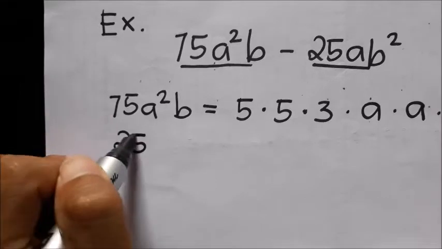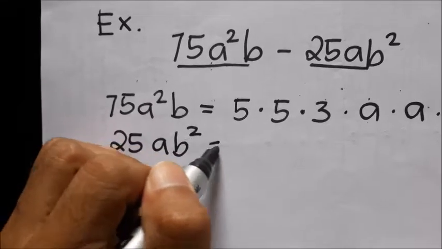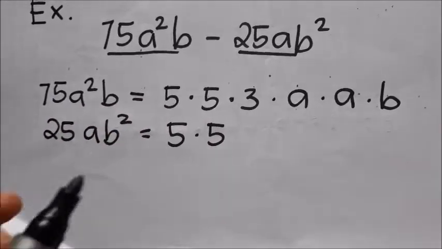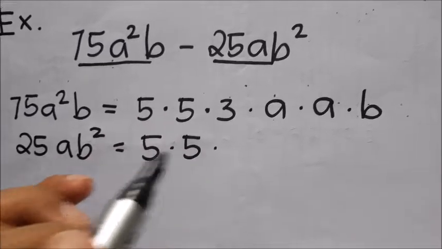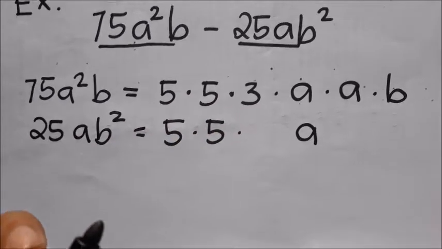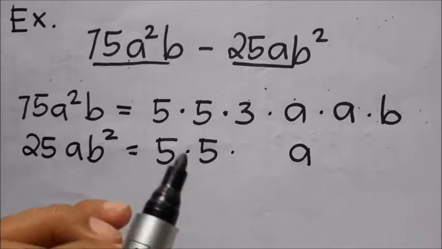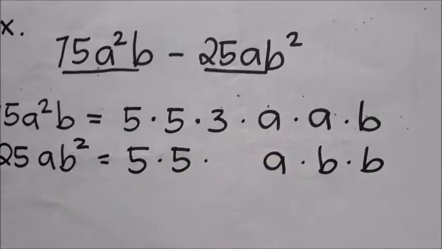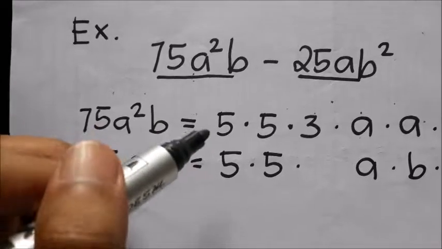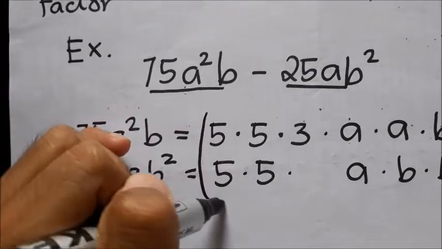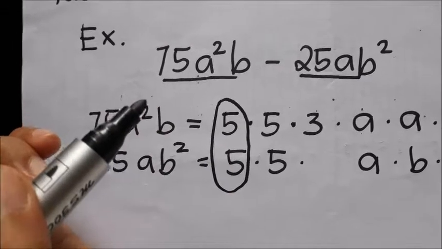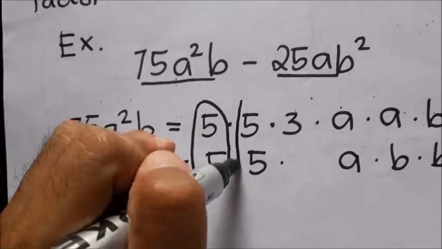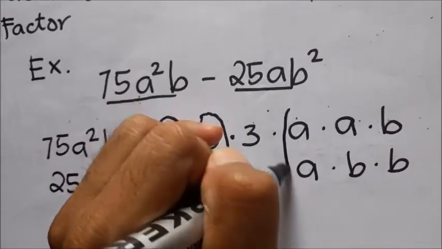Then yung 25ab squared. So 25 is 5 times 5, times A. So para mas madali kung makuha yung common factor, pwede ko siyang i-align, times B times B. Okay, so to get the common factor, you have to circle. Pwede mo i-circle yung mga parehong numbers or letters. So 5 are both present in the first and second term. Then as well as this one, they are both present, and this one are both present.